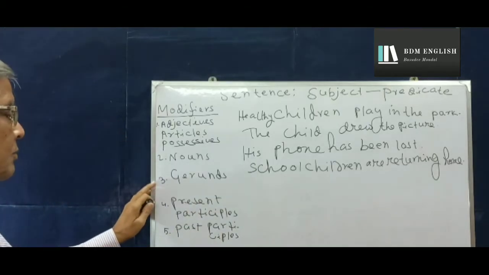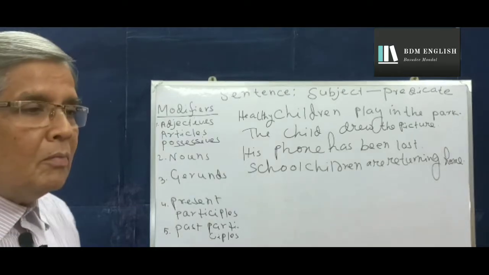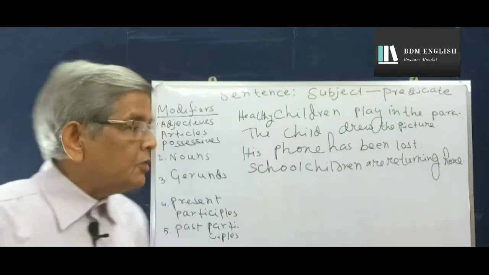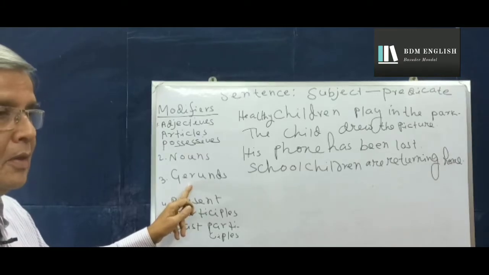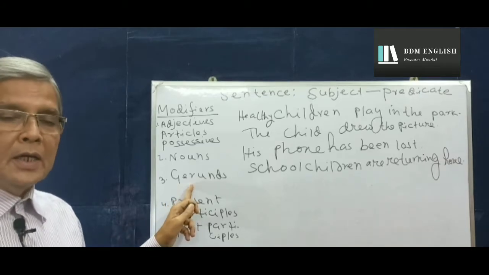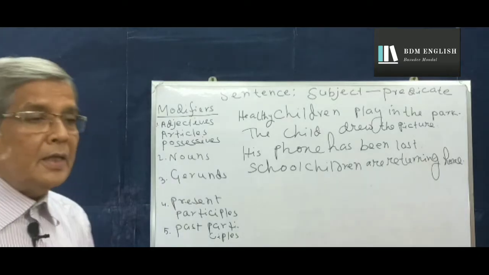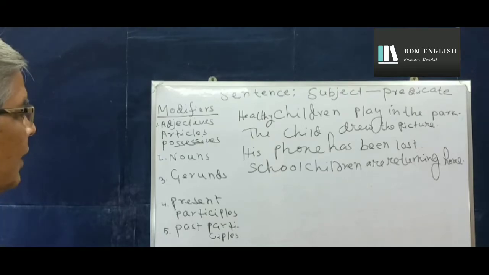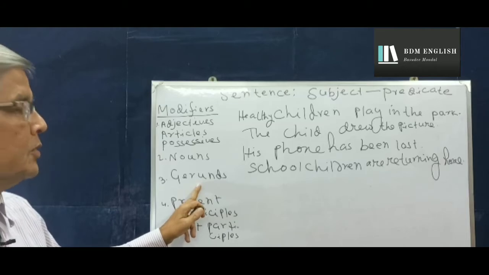The third category of modifiers comprises gerunds. A gerund is a verb form. We get it by adding ing to the base form of the verb. It is partly a verb because it is a verb form and partly a noun. So it is a verb and noun combined. That is why it is also called a verbal noun. It loses some characteristics of the verb and acquires some characteristics of the noun. Anyway, as a noun, it can be placed in different positions that a noun can be in a sentence.